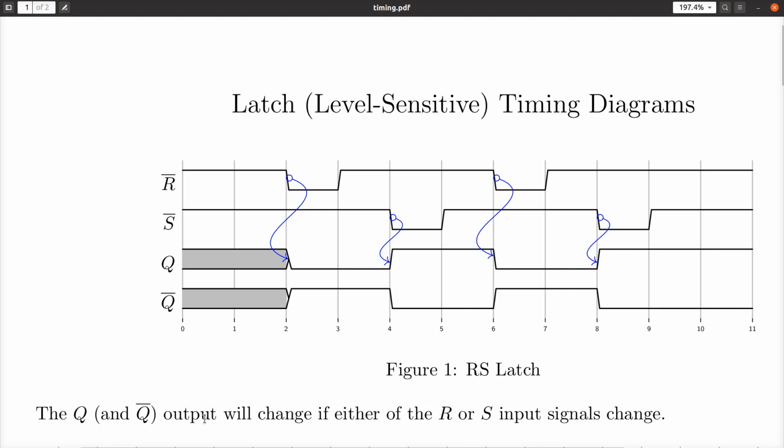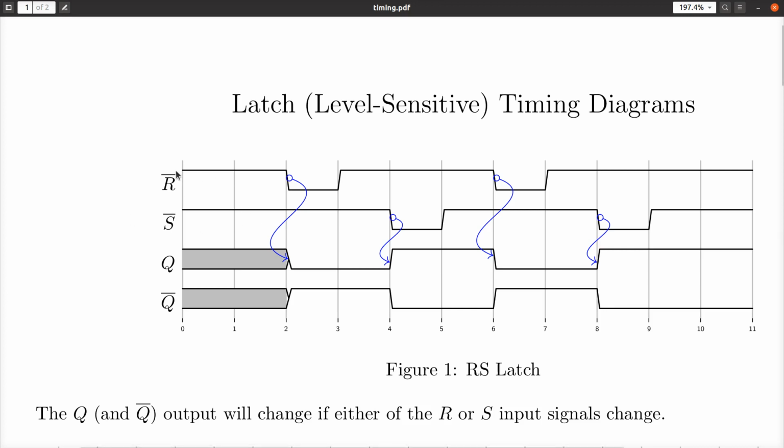I write down here that the Q and Q bar outputs will change if either of these input signals can change. Probably should have put a bar over these variables in this particular note. However, you know that if R changes, then R bar also changes. All right, so that's not me being too obscure there. You should be able to follow along regardless of that.